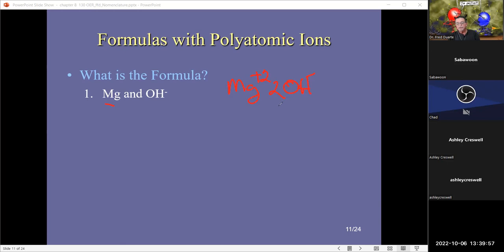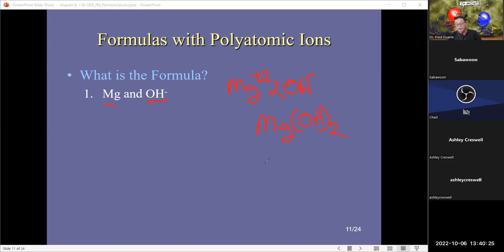Well, the fact that we need 2 of them means that for these polyatomic ions, and you have to recognize that's what you're working with, you have to use parentheses. So it becomes Mg, parentheses OH and parentheses subscript 2. Okay. And that is how we write this magnesium ion and hydroxide.